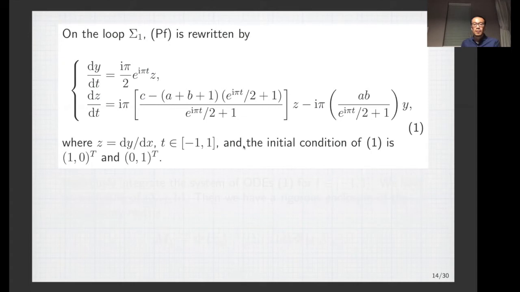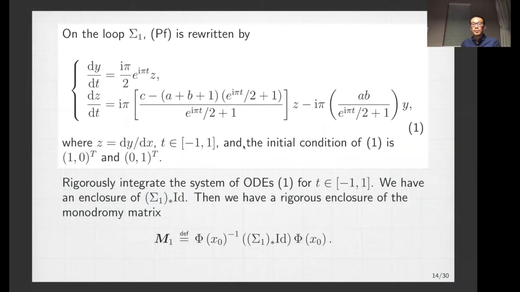And the initial condition of the ODE system is (1, 0) and (0, 1). This means the initial condition starts from the identity matrix. We rigorously integrate the system of ordinary differential equations from t equal -1 to 1, and we have the enclosure of the push forward of the analytical continuation along σ1. Then we have a rigorous enclosure of the monodromy matrix by using this conjugacy formula. So this is what we did in this project.